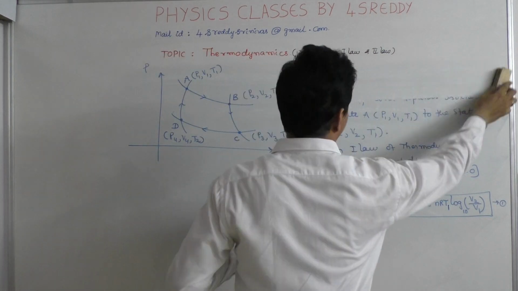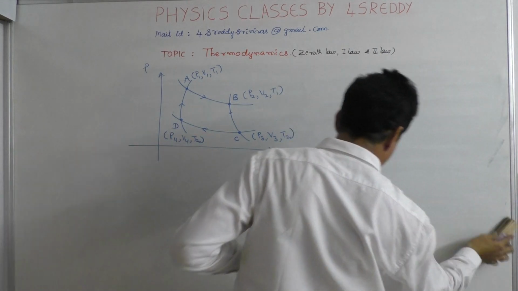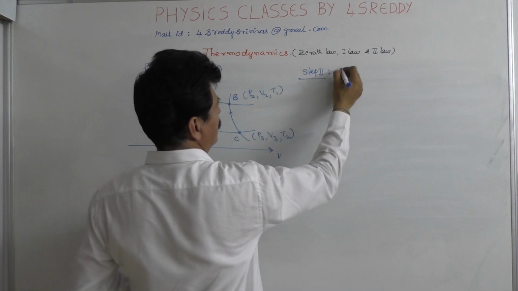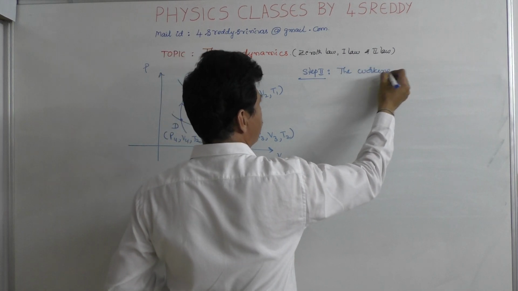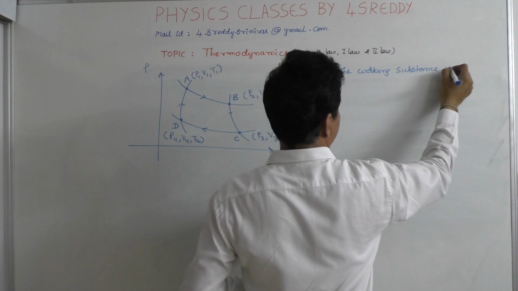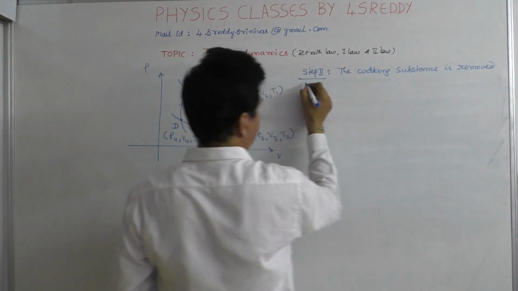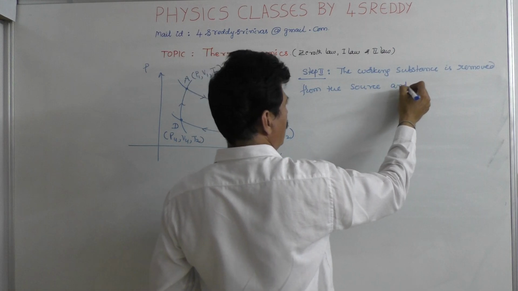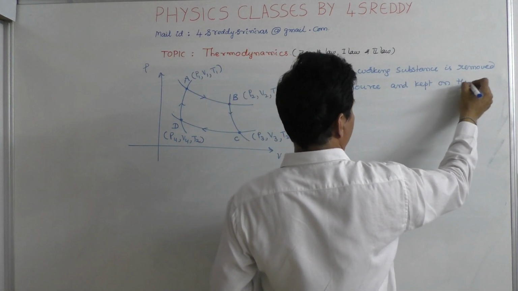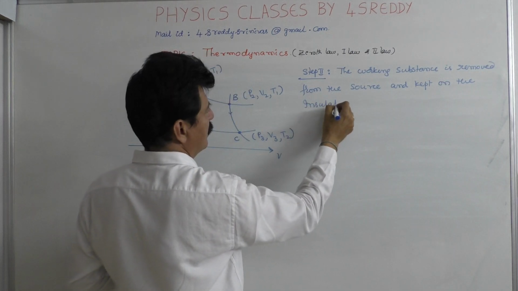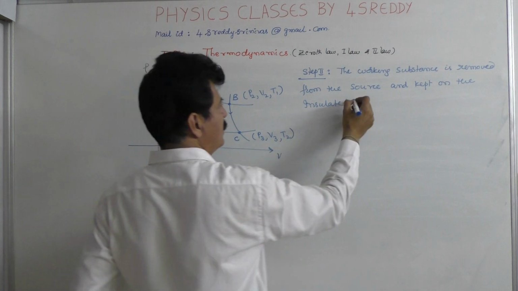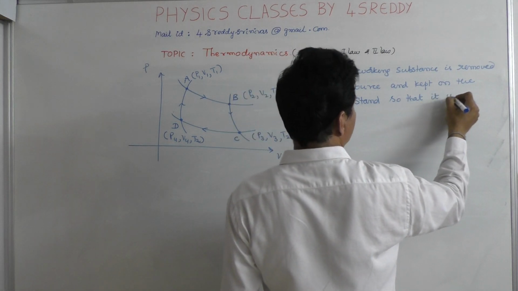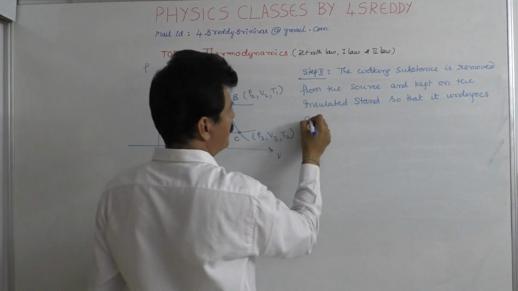Now step 2. The working substance is removed from the source and kept on an insulated stand, so that it undergoes adiabatic expansion.